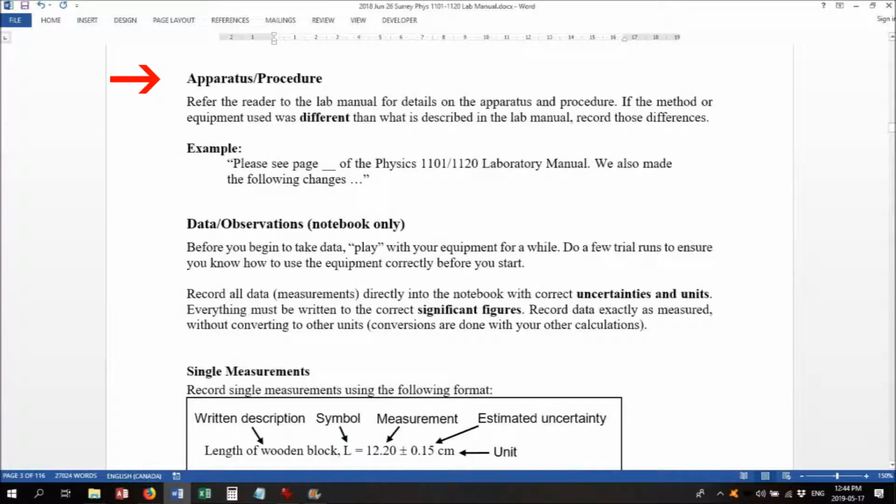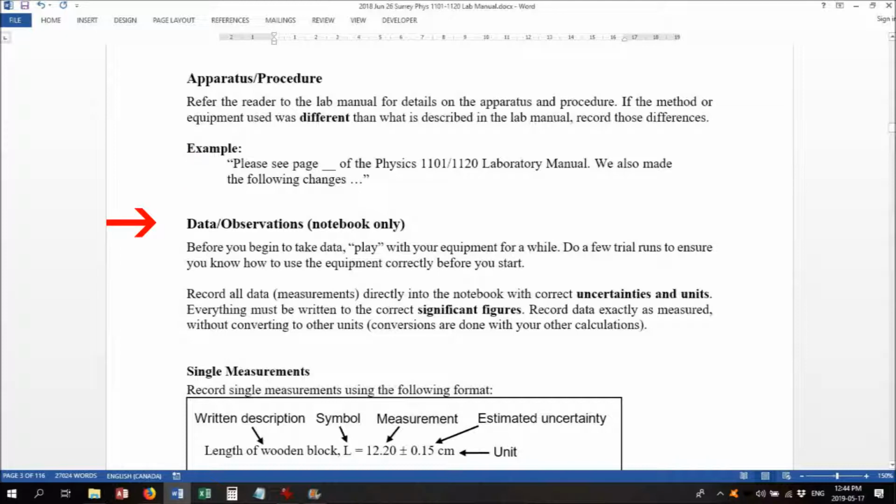The next thing that will go in your lab notebook is the Apparatus procedure section. All you need to do here is to refer to the experimental write-up in the lab manual. So you can use the wording in the example here. You can just say, please refer to page whatever of the Physics 1101-1120 laboratory manual. Now, if you're using a different piece of equipment than what's listed in the lab manual, then you should also make note of that in the Apparatus procedure also, as they've done in the example. However, for most weeks, all you need is that first sentence. Please see page whatever of the Physics 1101-1120 lab manual.